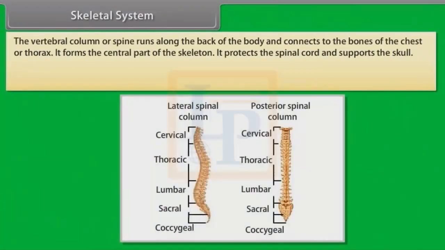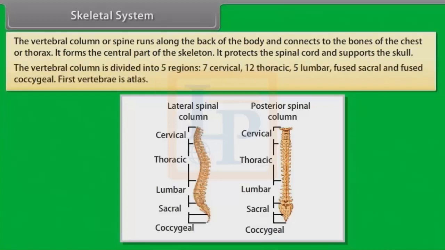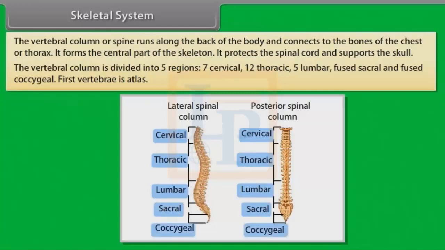The vertebral column or spine runs along the back of the body and connects to the bones of the chest or thorax. It forms the central part of the skeleton. It protects the spinal cord and supports the skull. The vertebral column is divided into 5 regions: 7 cervical, 12 thoracic, 5 lumbar, fused sacral and fused coccygeal.